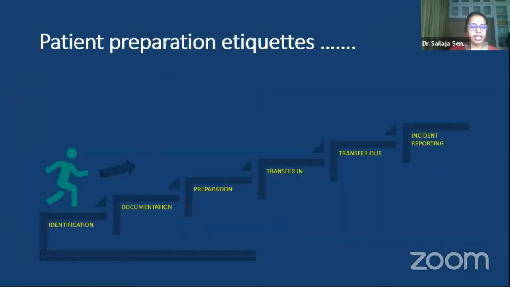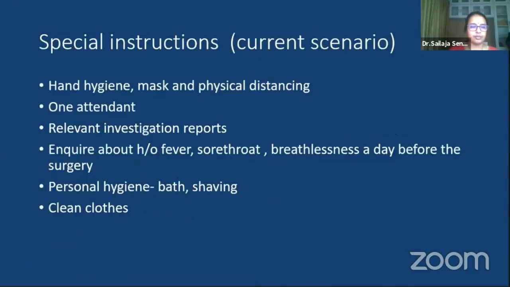Patient preparation etiquettes involve a stepwise approach, and it is very important that all our staff from reception, OPD, counselors, nursing staff, and the doctors are sensitized to this. Now that we are all reopening our ORs in the current scenario of COVID, hand hygiene, wearing of masks, and physical distancing are emphasized during each interaction with the patient.